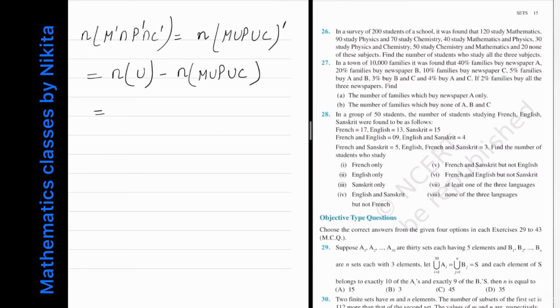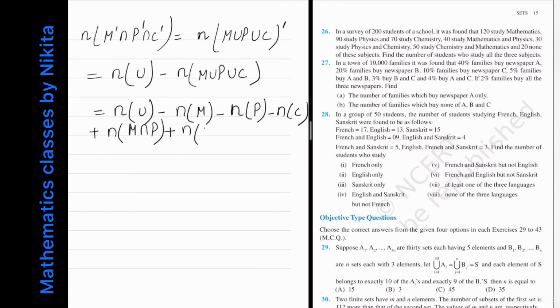And here you can apply the formula of union for 3 sets, which is equal to n of U minus the formula. Here you will have a minus. So the signs are reversed because here we had a minus sign. Okay. So minus will come for me here.